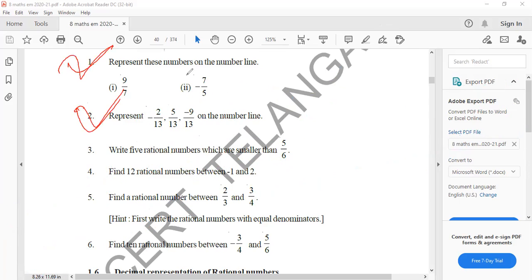So till this, the first question is finished, the second question is finished. Okay. Till this we are going to stop for today's session, and tomorrow we'll continue with the rest of the things.